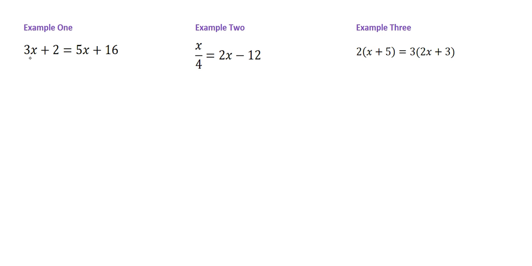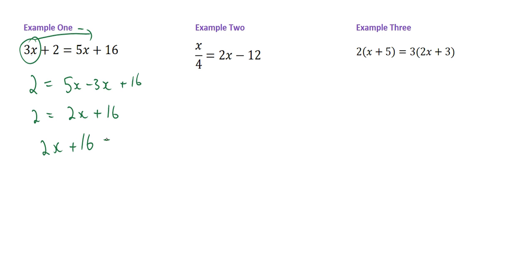Now this is a simple one with the pronumerals on both sides. In this instance you've got a 5x on this side and a 3x on this side, so this one's actually the bigger side. So instead of using the negatives, which might confuse you, you might like to move the 3x over to this side. The opposite of 3x is take x, so we'd be left with 2 is equal to 5x take 3x, which is 2x, plus 16. Now you can rewrite that as 2x plus 16 is equal to 2.